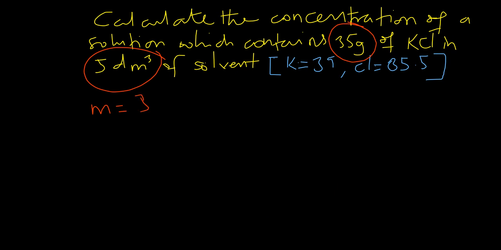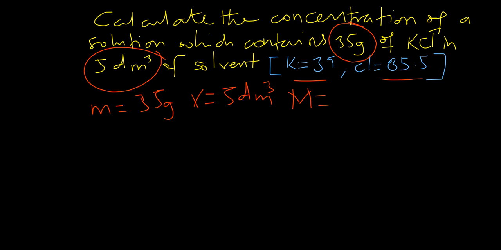Then the volume given to us is 5 dm cube. Here we've been given potassium and chlorine, but we need to use those two to find the molar mass. So the molar mass will give us the two added together. That's 39 plus 35.5. When you add the two, what would you get?